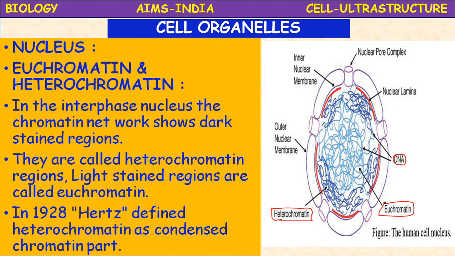So actually in 1928 Hertz defined heterochromatin as the condensed chromatin part. Okay, chromatin material gets condensed during cell division. Before that it was diffuse, free, and when the cell decides to divide, then the chromatin material gets condensed. It was said by Hertz in 1928, heterochromatin as the condensed chromatin part.